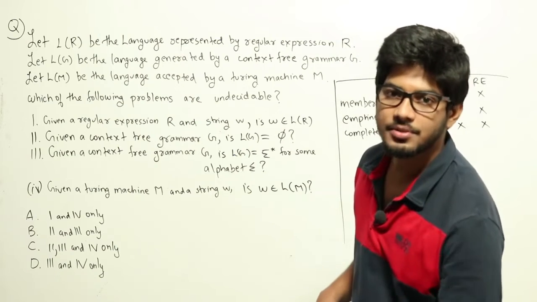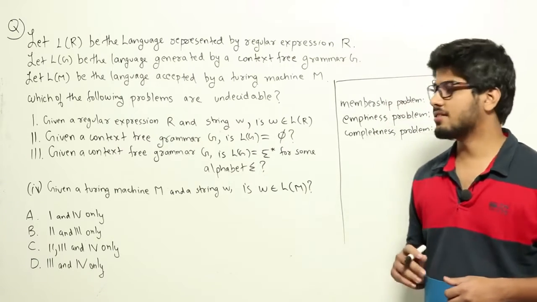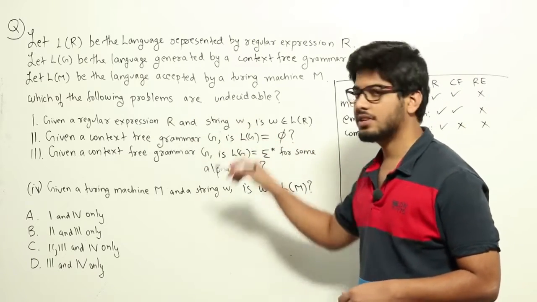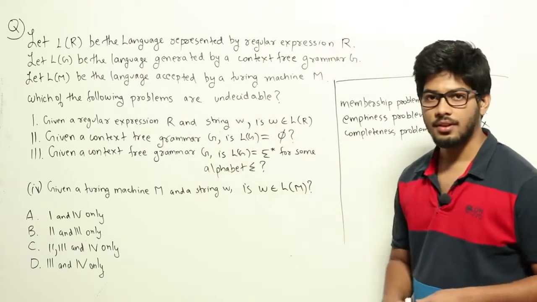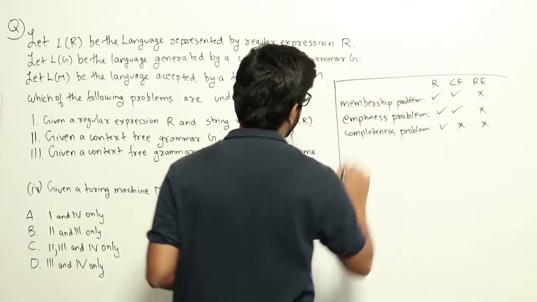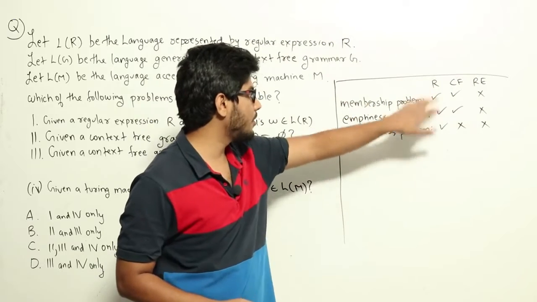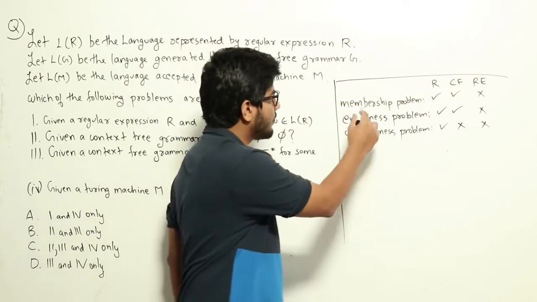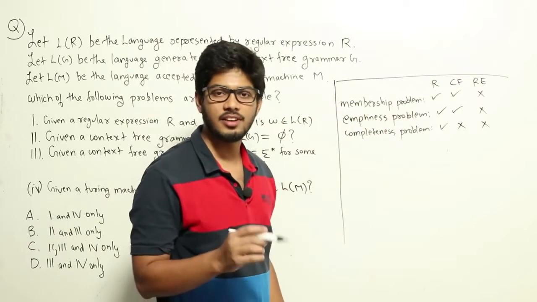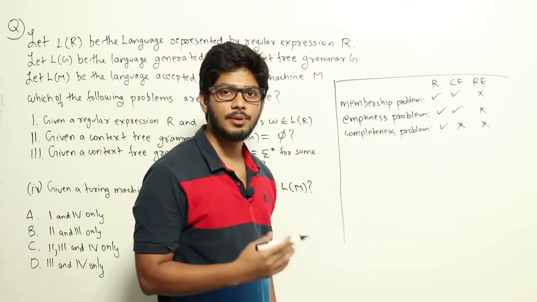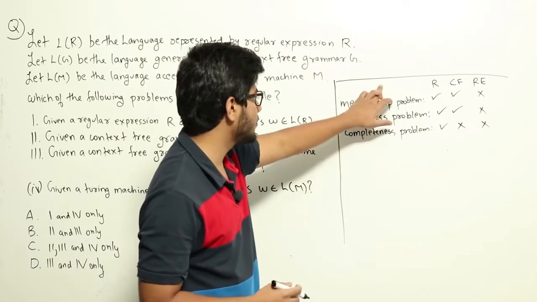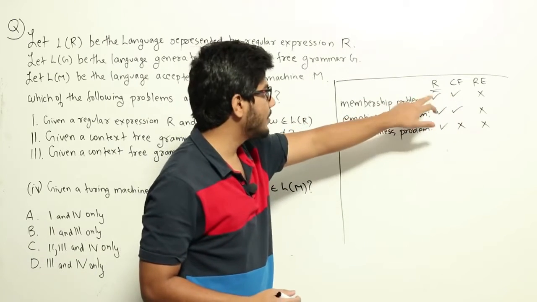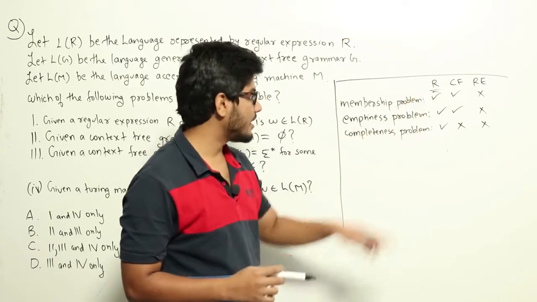Now, this is a question from the theory of computation section regarding decidability and undecidability. We have been given these 4 statements and we need to find out which of these problems are undecidable. Here I have listed a few problems and whether each is decidable or undecidable for a set of languages. One is the membership problem. What is the membership problem? Membership problem means given a string W, whether that belongs to the given grammar. For regular grammars, checking whether W belongs to the grammar is a decidable problem.